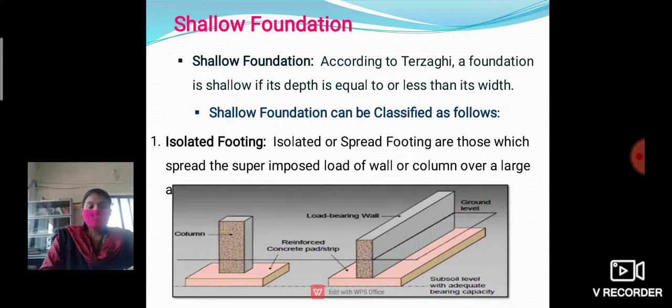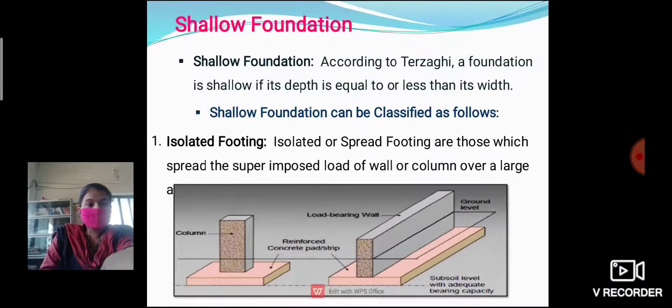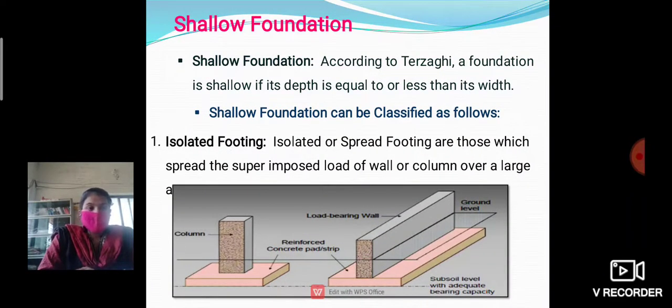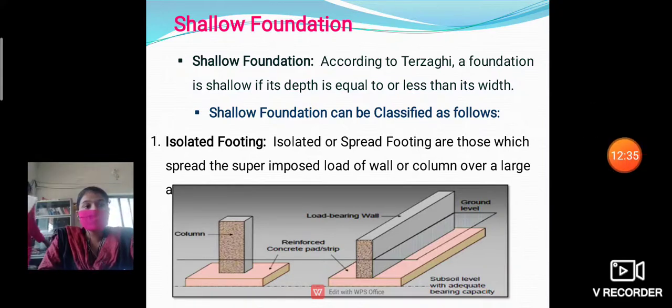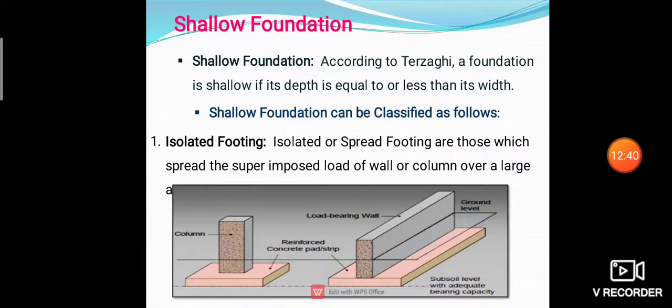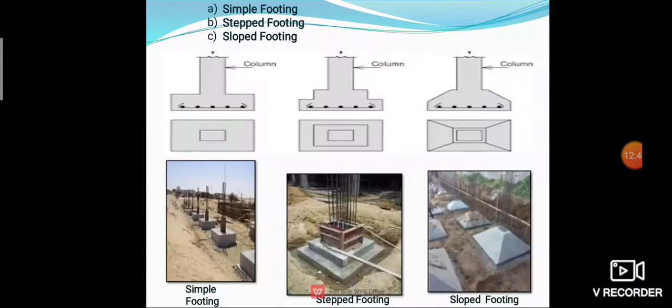Here again the types: the first type of shallow foundation is the isolated footing. In the figure, this is the isolated footing. Isolated or spread footings are those which spread the superimposed load of the wall or column over a large area. That means it is distinct, so it is called isolated. Do you know about this? Got it? About isolated footing.